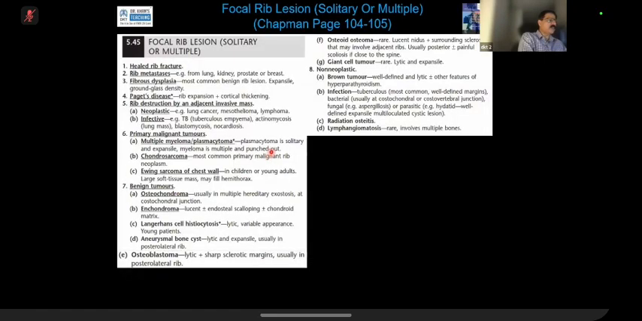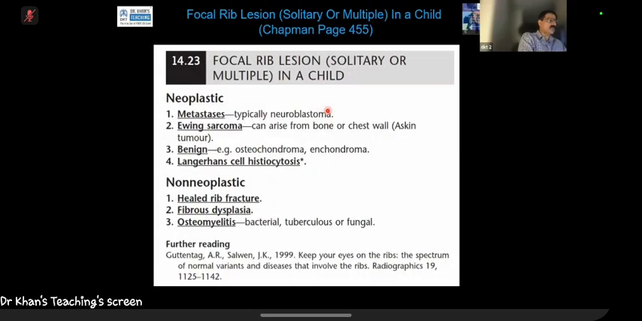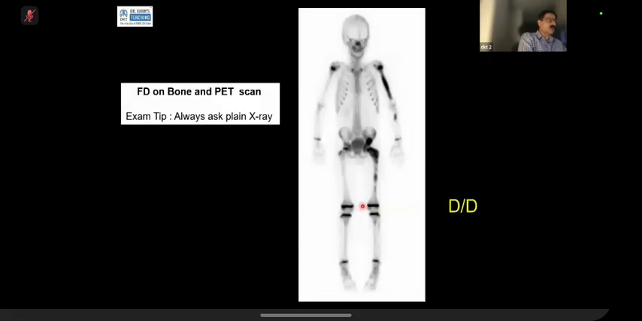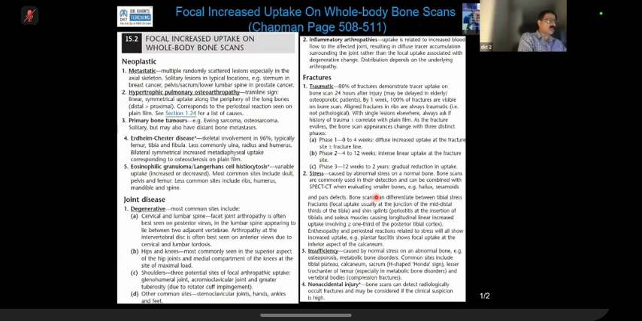It is an exam favorite, right? Focal lesion in the rib. It will be in the differential of adult as well as in the child. This is fibrous dysplasia in a 52-year-old. This is a classical exam case where they will show you either a bone scan or a PET scan with this kind of appearance. And the key thing is you have to ask for a plain film. Always ask for a plain film. I don't have the plain film of this one.